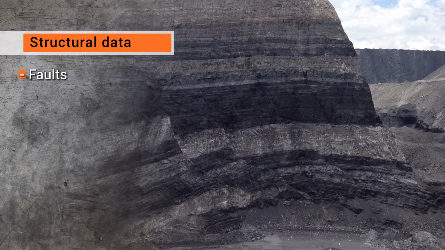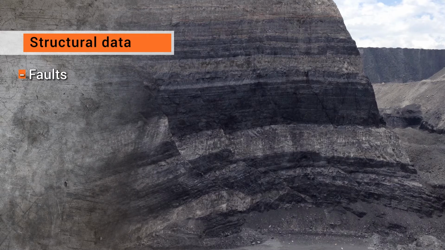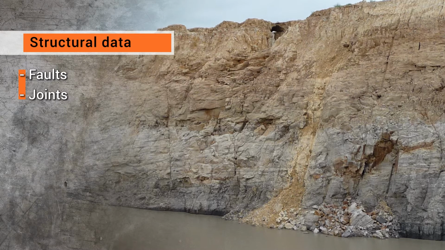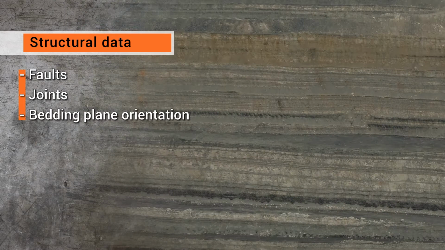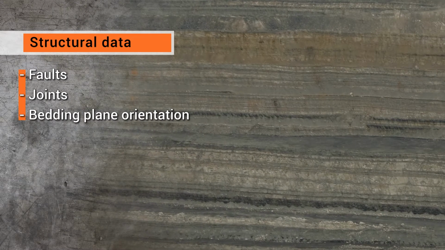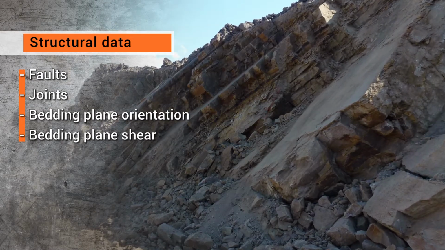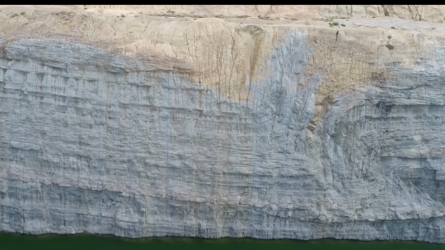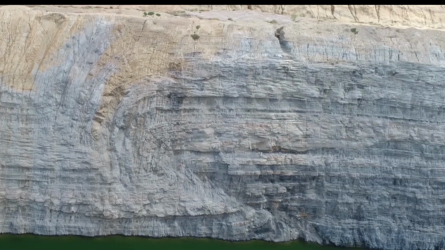Structural data required includes faults, including their orientation, persistence and disturbance zone, joints, including their orientation, persistence, frequency and a number of joint sets, bedding plane orientation including the direction and magnitude of local rolls in stratigraphy, and bedding plane shears including their location, dip and dip direction. The geometry of persistent structures relative to planned excavation or dump orientations can have a significant effect on slope stability.